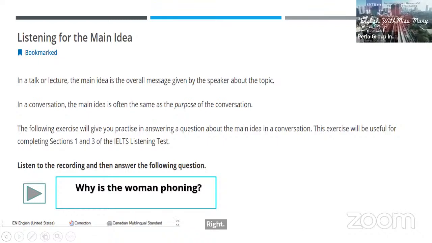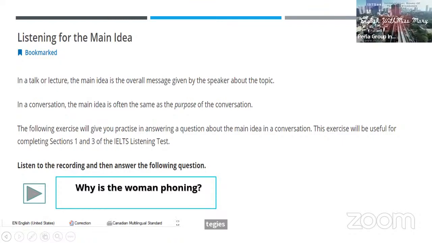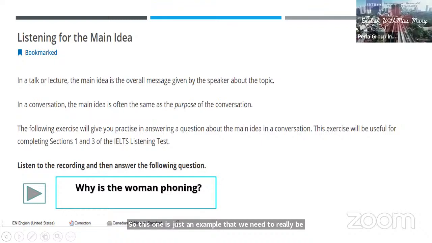Okay, so that's just to get the idea that in the recording, whatever it is, we need to understand the topic. Tomorrow we'll go through the scripts, how it works in the exam, how they will stop and how many minutes, because tomorrow is going to be more about the strategies. For today, it's important to understand the assessments. This one is an example that we need to be attentive at the beginning, because they tell you the topic, what's going on, and you need to think about the purpose of the conversation.